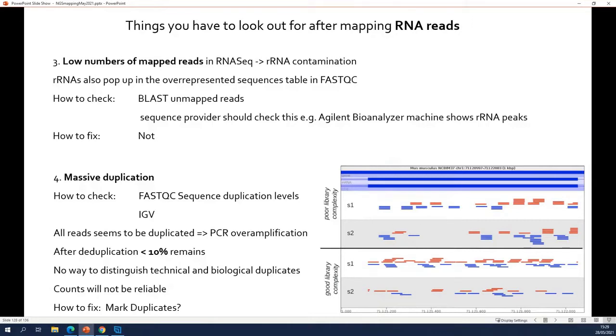So if it looks like all the reads are duplicated, which is kind of the case here in this upper example, it's typically PCR over-amplification. So if you have a small library and you have to do a lot of PCR to get enough fragments, then you end up risking that each fragment is duplicated at least once.